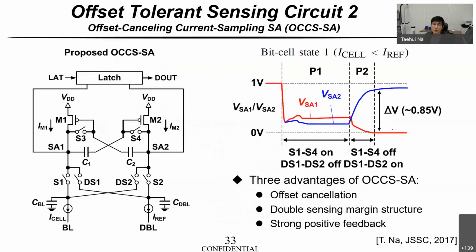And there is another offset tolerance sensing circuit having not only the offset cancellation and double sensing binding structure, but also strong positive feedback. However, because of limited time, and also in this case the operation is quite complex to explain, it needs a lot of time because it contains the cross-coupled structure with cap. So I will skip. For more information, please refer to this paper.